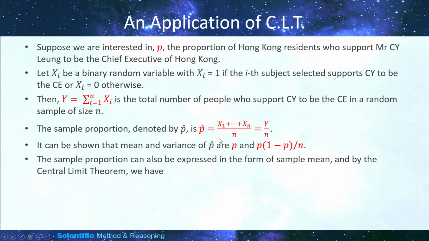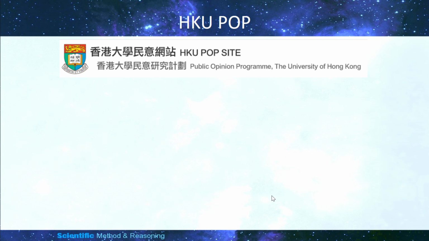And as I mentioned earlier, the sample proportion can also be expressed in the form of a sample mean, and therefore by the central limit theorem we have P hat follows approximately a normal distribution with mean P and variance P times (1 minus P) over n, if n is large enough. But how large is large enough?